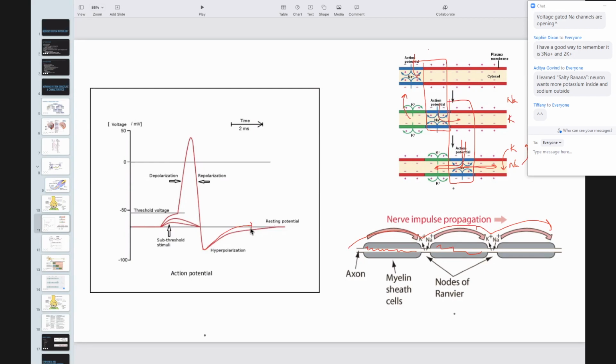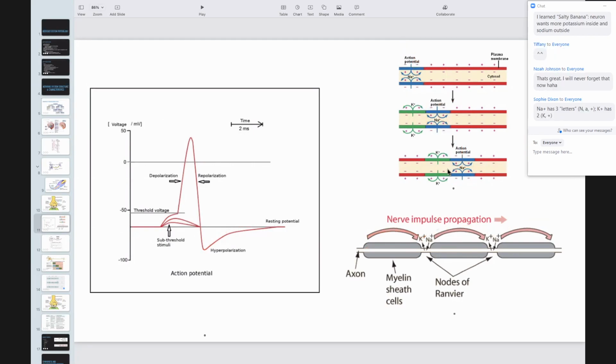So you learned salty banana: the neuron wants more potassium inside than sodium. I've never heard that one. I do like that. If you ever are stressed out on the MCAT and freaking out because you don't know which is on the outside and which is on the inside, I just learned a new one. I'm going to use that. So thank you, salty banana. Yep, more potassium on the inside. Na has 3. Whoa, that's a cool one too. Pumpkin. Oh, wow. You guys are fun. I like your mnemonics. I appreciate them.